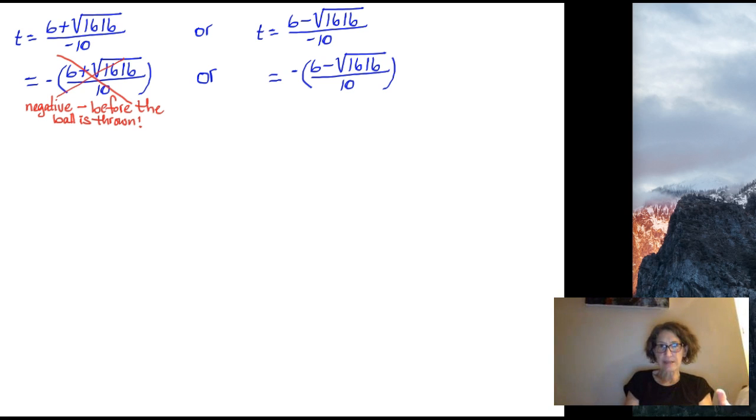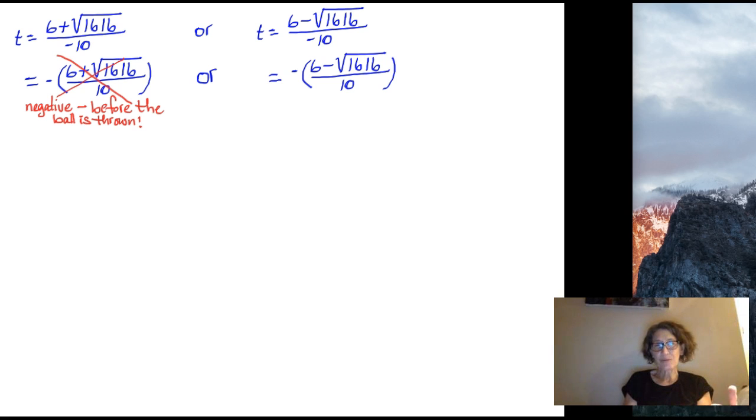The second one has a minus sign in front too, but the thing inside may not be positive. In fact, I can tell it's going to be negative. The stuff inside the parentheses has got to be negative. Because that square root of 1,616 is a lot bigger than 6. And so it's going to be 6 minus some number bigger than 6. Well, that's got to be negative. So that's something negative over positive 10. So that's negative. We put a minus sign in front of that. That makes it positive. So we know the second answer is going to be a positive number.